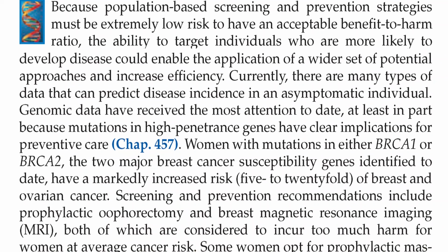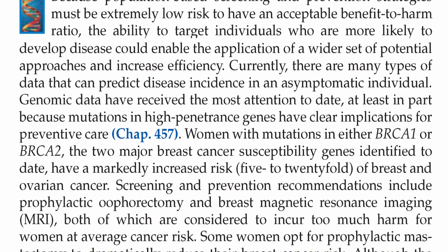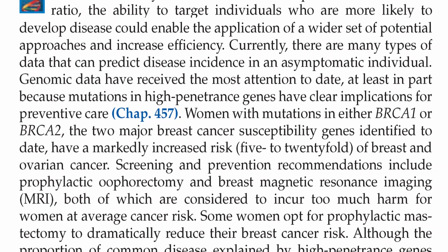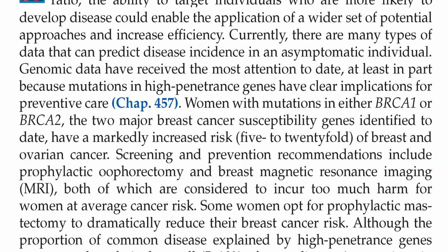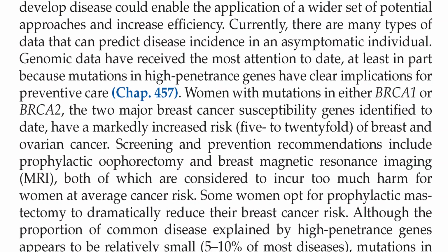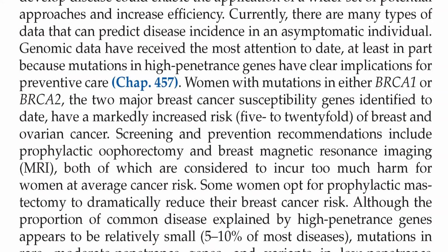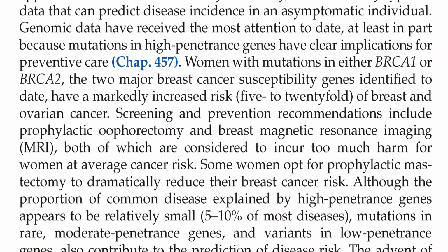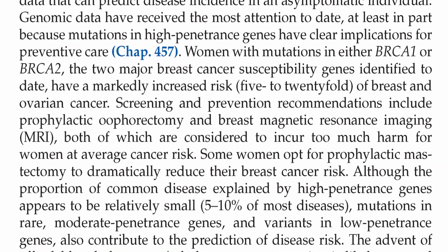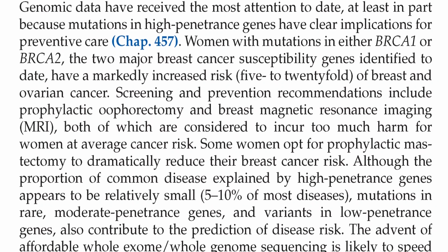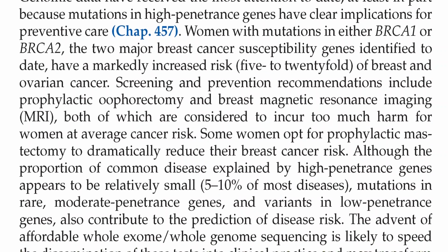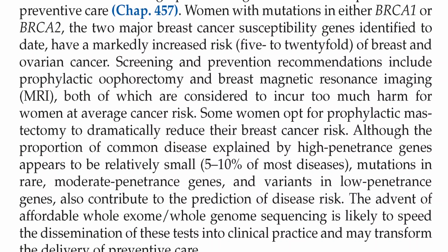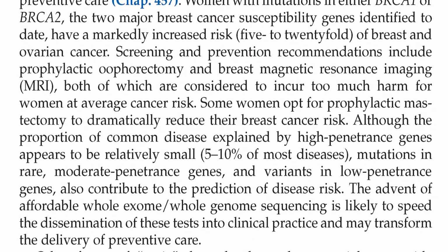Women with mutations in either BRCA1 or BRCA2, the two major breast cancer susceptibility genes identified to date, have a markedly increased risk, 5 to 20-fold, of breast and ovarian cancer. Screening and prevention recommendations include prophylactic oophorectomy and breast magnetic resonance imaging, MRI, both of which are considered to incur too much harm for women at average cancer risk. Some women opt for prophylactic mastectomy to dramatically reduce their breast cancer risk.